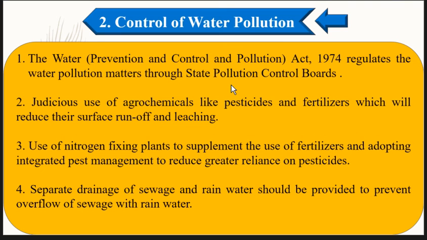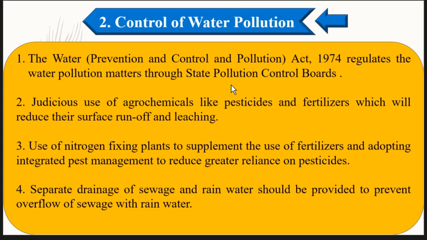Next remedy to control the water pollution is use of nitrogen fixing plants to supplement the use of fertilizers and adopting integrated pest management to reduce greater reliance on pesticides. Next is separate drainage of sewage and rainwater should be provided to prevent overflow of sewage with rainwater.